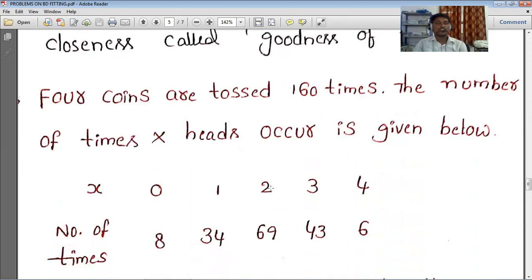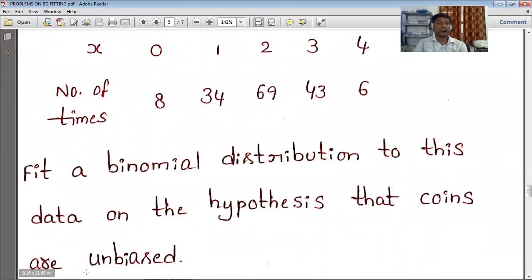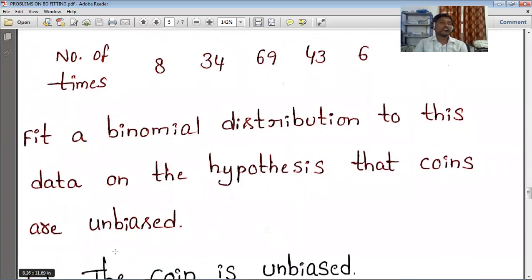Next, this is the last problem for the binomial distribution. 4 coins are tossed 160 times, so the number of trials is 4. The number of times x heads occur is given below: 0 heads came 8 times, 1 head 34, 2 heads 69, 3 heads 43, 4 heads 6 times. Fit a binomial distribution to this data on the hypothesis that the coins are unbiased. Unbiased, as we just explained, means equal possibility.